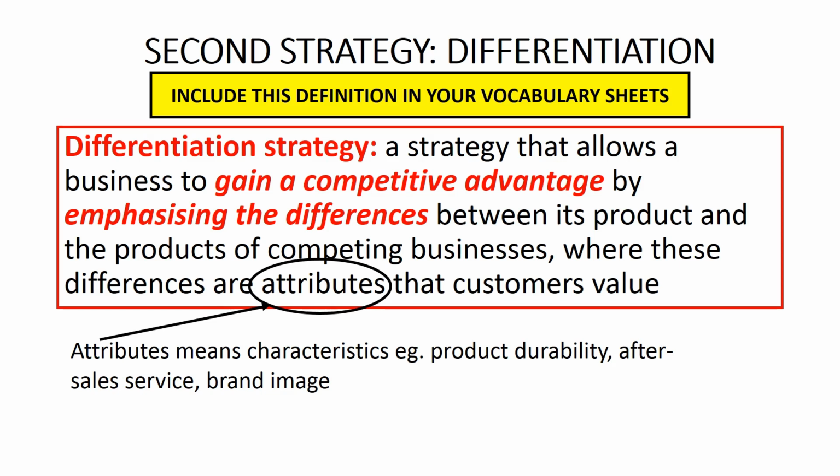It might refer to the fact that the product comes with after-sales service, such as when you buy a car, you're often given a year's free servicing. It might refer to the brand image that the product has. So Nike, for example, has a particular brand image that will appeal to some people who buy sports shoes, those people who consider themselves to be particularly athletic.